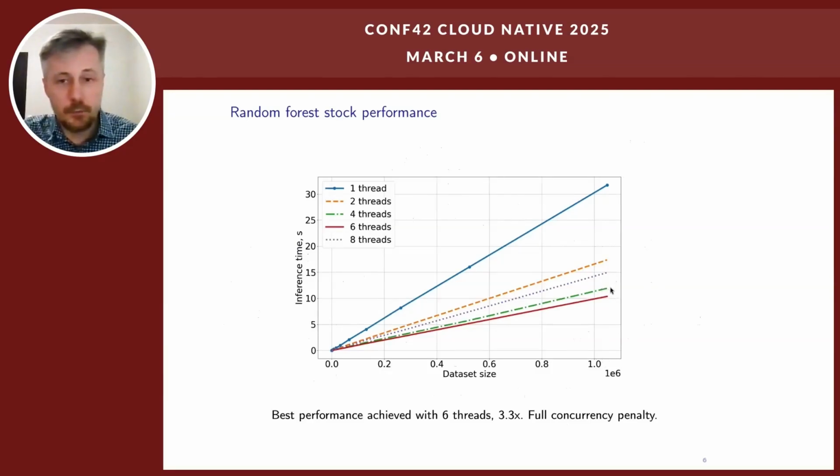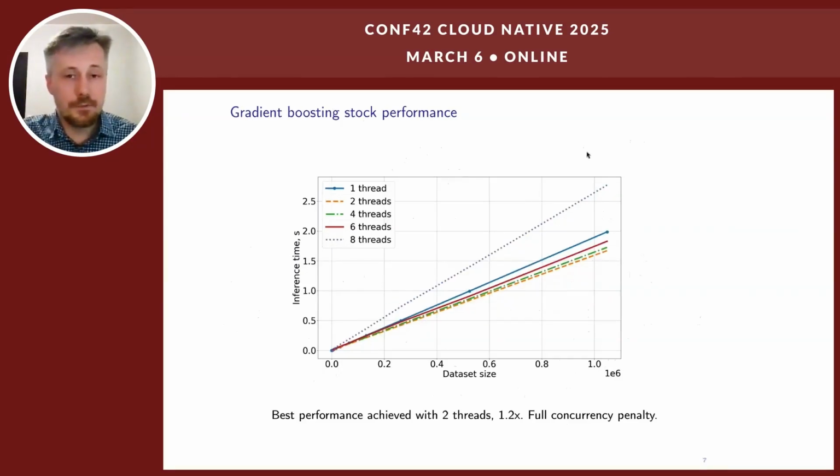We again improved performance. Adding 2 additional threads, we get the best performance. But if we try to add a couple more threads, we see that performance gets worse. And this is a concurrency penalty. So the problem is that we can't be sure how many threads we should take for good performance.